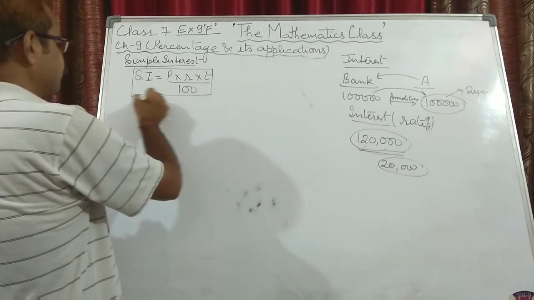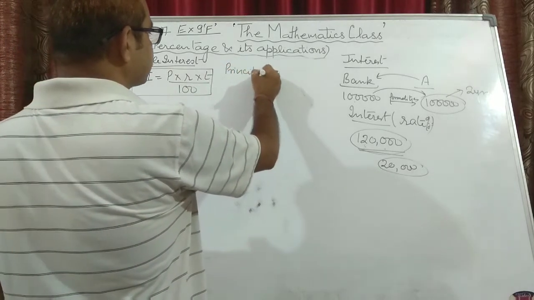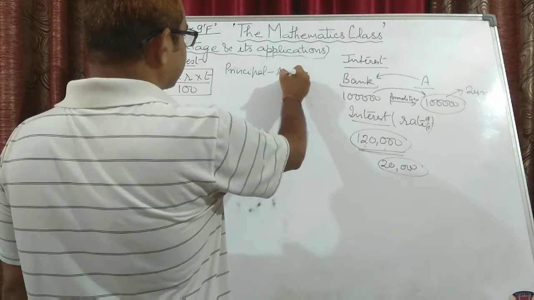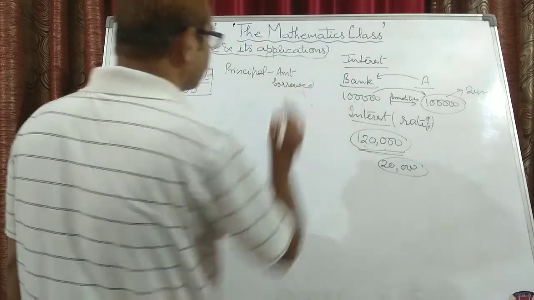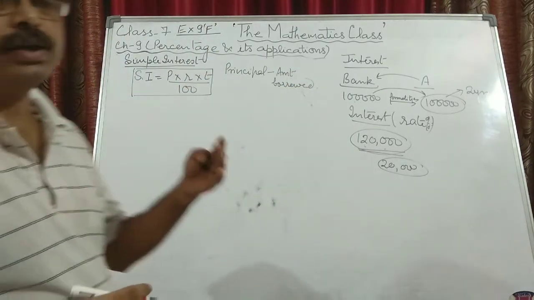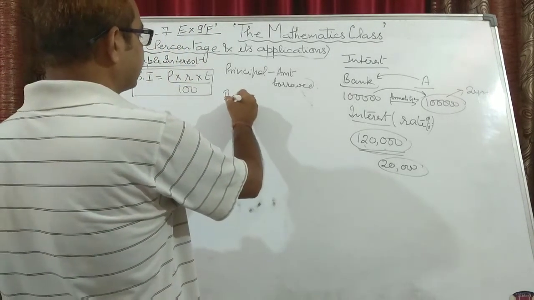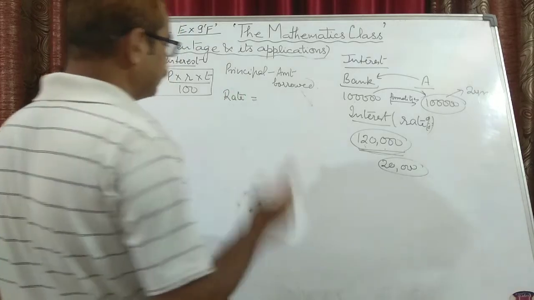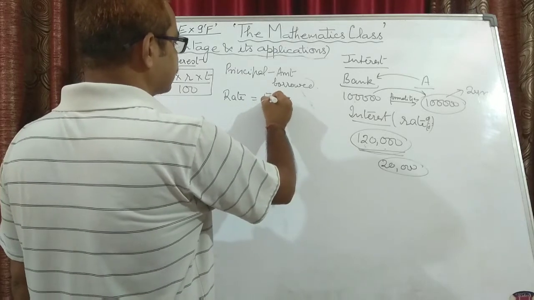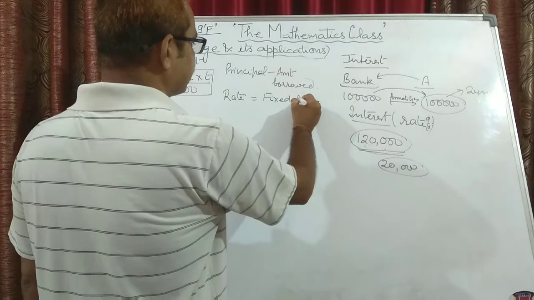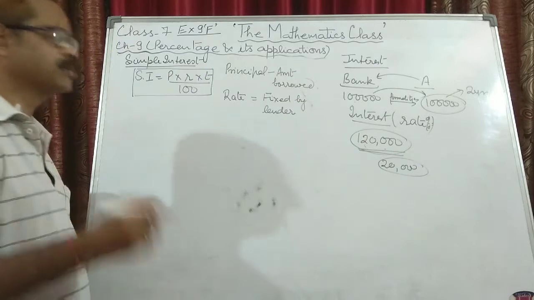Now what is the meaning of P? P stands for principal. Principal is the amount that is borrowed, or the basic amount. The initial amount is always known as principal. And R stands for rate. It is always calculated in percentage and it is fixed by the lender. Whoever lends, it is fixed. It can be 2%, 3%.